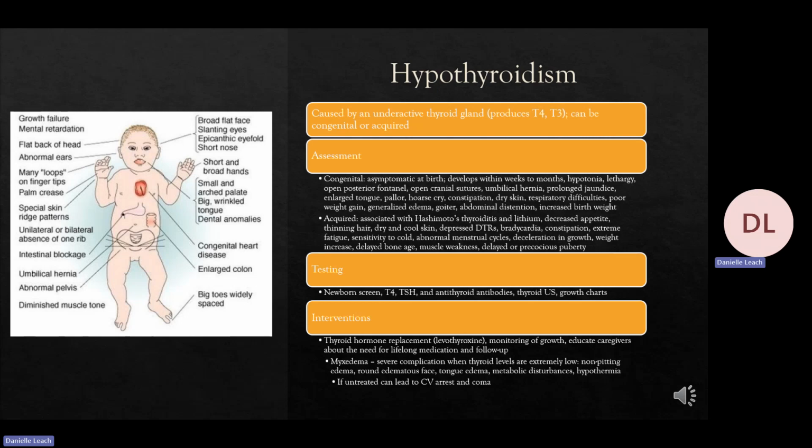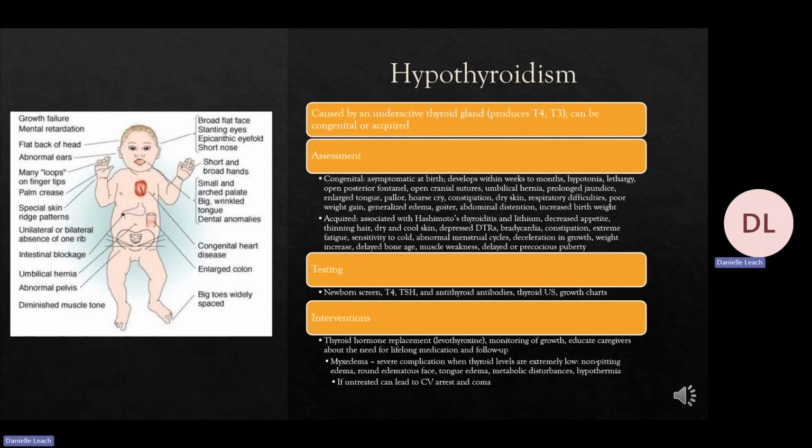Nursing interventions: we can give thyroid hormone replacement, such as levothyroxine. We want to continue to monitor their growth by plotting it on growth charts. And we want to educate caregivers about the need for lifelong medication and follow-up. So basically, they're going to need to be on levothyroxine or whatever is prescribed to them for the rest of their life. So we need to educate on how to give this medication.